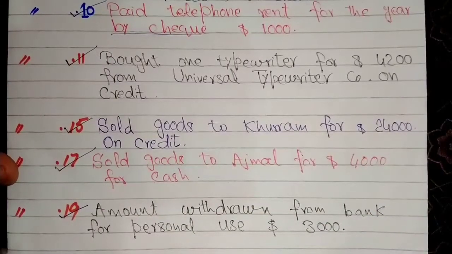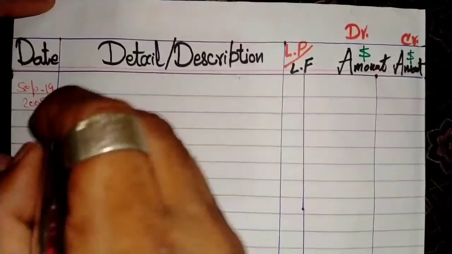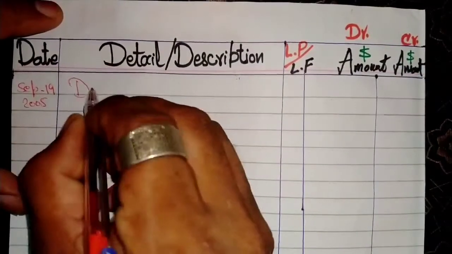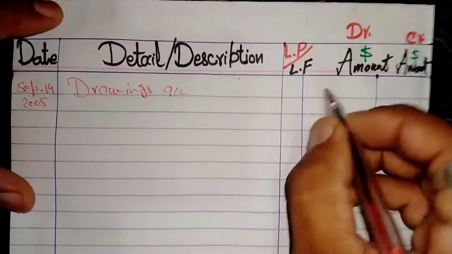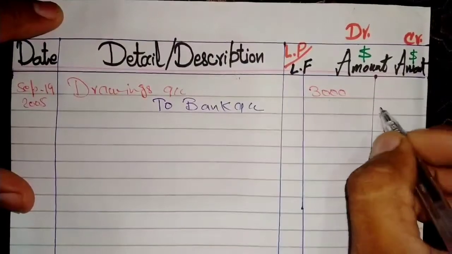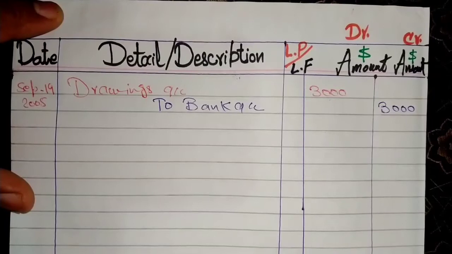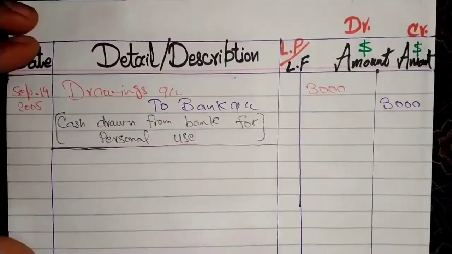Next transaction, on September 19th 2005, is an amount withdrawn from bank for personal use by the owner of the business, amounting to $3,000. So the entry will be on September 19th 2005: drawings account will be debited, amounting to $3,000, bank account credit with the same amount, $3,000, having description: cash drawn from bank for personal use.